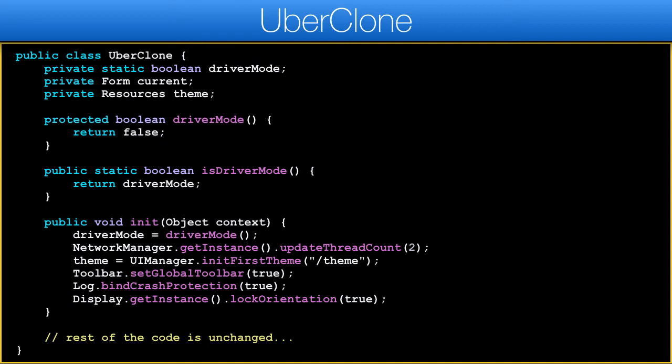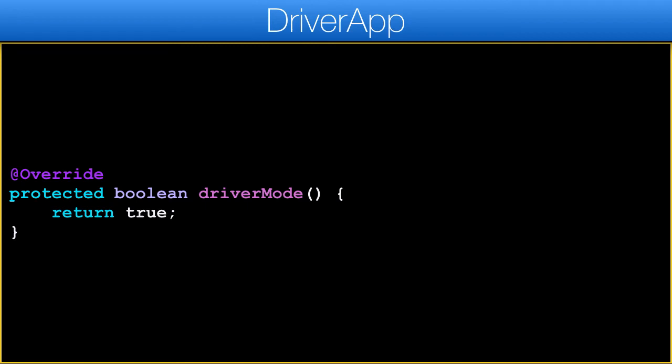It's really easy for us to detect the driver app and write custom code for it. First, let's change the UberClone class to add driver detection. This introduces a public isDriverMode method into the UberClone class. It would always return false unless we made one tiny change to the driver app. This is a block within the driver app class, and we can now invoke isDriver on the UberClone class and get the right result.